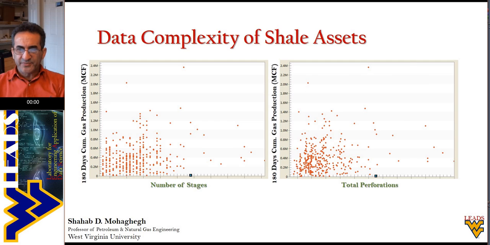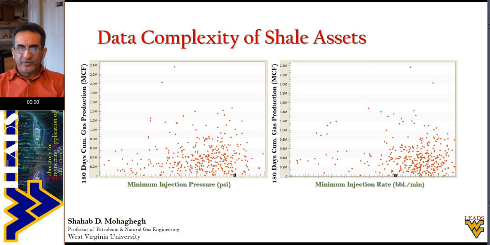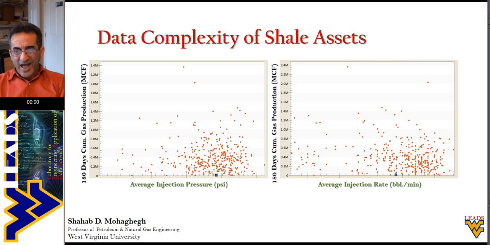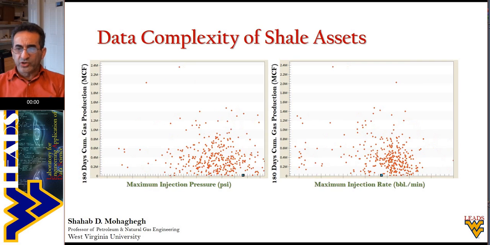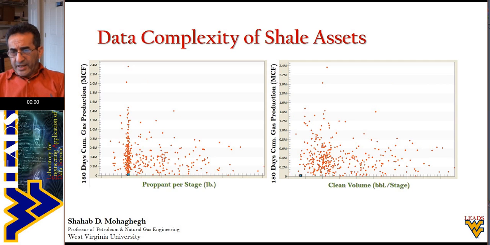versus productivity index. Now let's look at some of the data from the implementation of hydraulic fracturing. You are looking at minimum injection pressure and minimum injection rate versus productivity index. Here you see the average injection rate, the average injection pressure, and here you see maximum injection rate and injection pressure. Here we're looking at the proppant per stage in pounds and clean volume of fluid, actually water, slickwater, in barrels per stage versus productivity index.